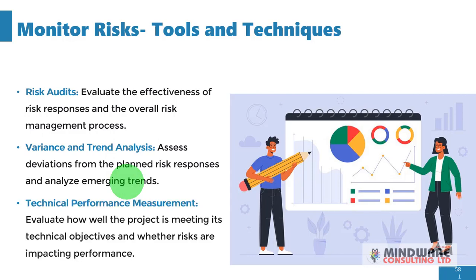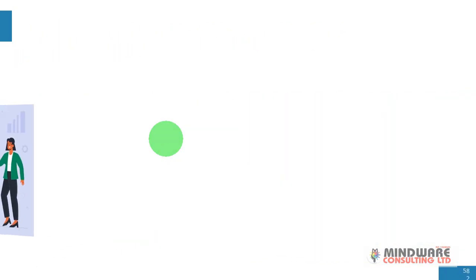All right. Technical performance measurements. Evaluate how well the project is meeting its technical objectives and whether risks are impacting performance. Okay, so that's it for the tools and techniques. Now let's look at the output of the process.